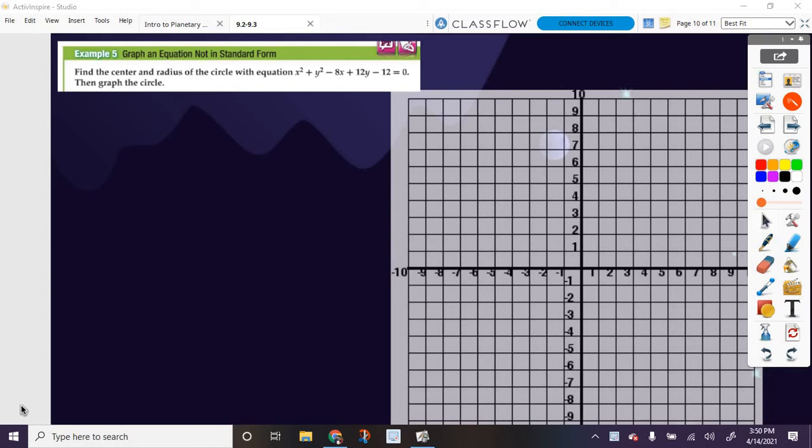So we needed to have one last example over circles that we didn't quite get to in our last set of notes. And this one is graphing a circle from an equation. The only thing here is hopefully we notice that our equation is not in standard form. So we have x squared plus y squared minus 8x plus 12y minus 12 equals 0.